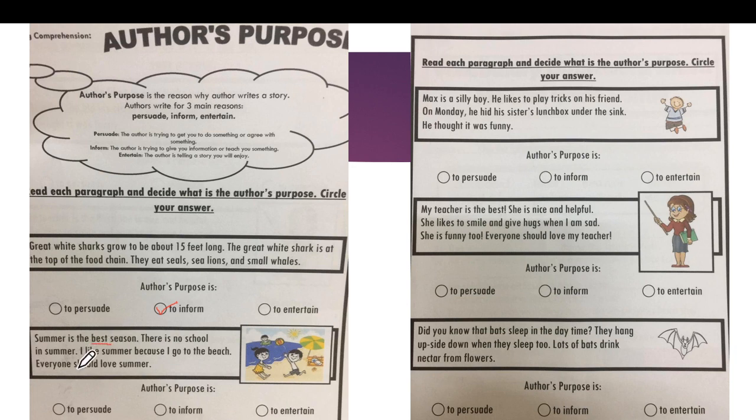It says summer is the best season. This is what the author thinks, and he wants you to agree with him or with her. Everyone should love summer. What is the author's purpose here? Is he trying to persuade you to agree with him that summer is the best season? Or is he trying to inform you about something about summer? Or is he trying to entertain you with a funny story about summer?